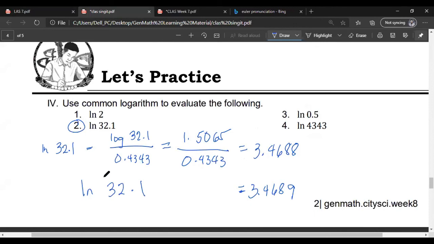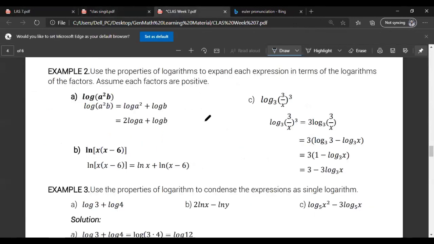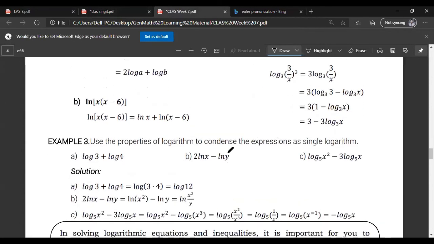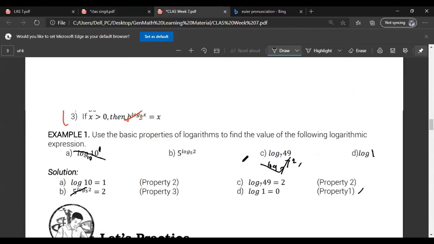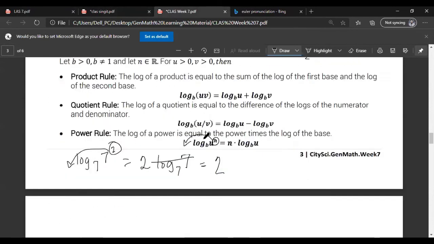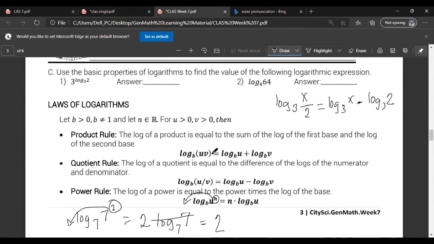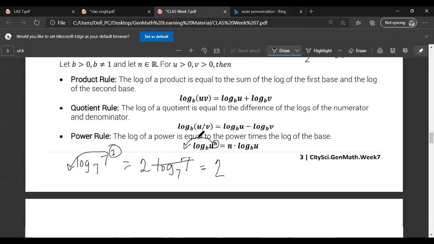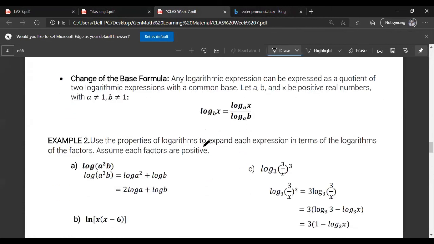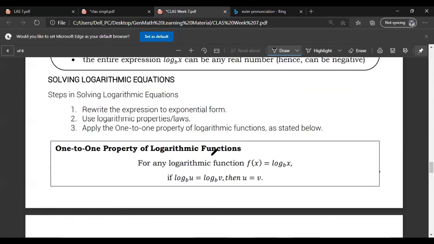So, yung module na binigay ko sa inyo, itong class week 7, doon yung may printed copy. Ito po yung may LAS. Anong kasama ng LAS? Itong laws of logarithm, yung expand, condense, saka itong last. Okay, so solving logarithmic equations.